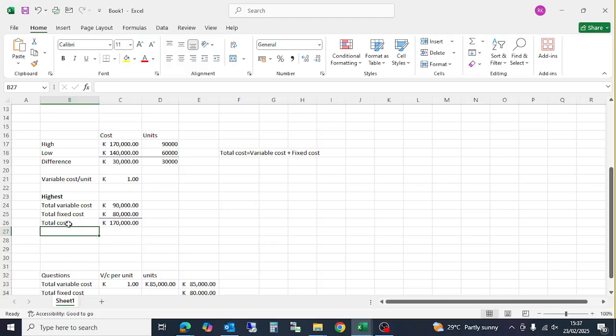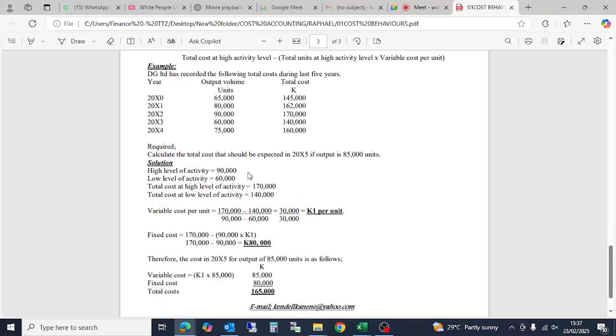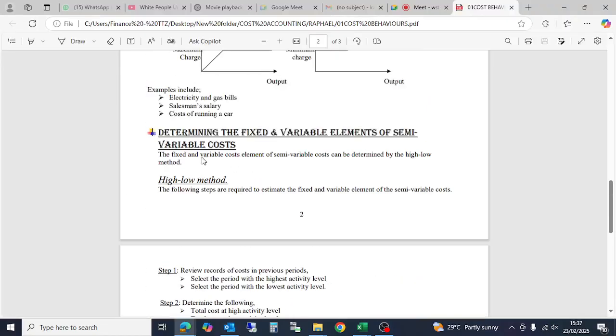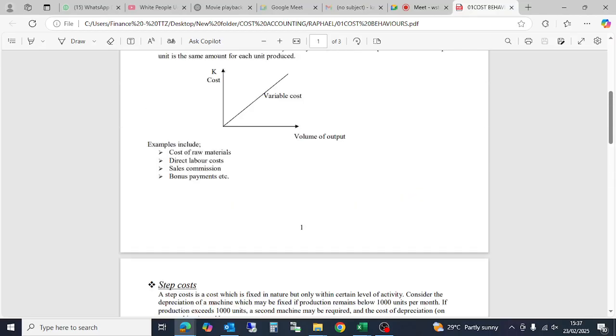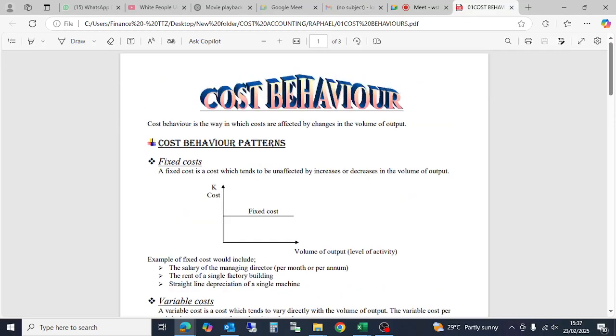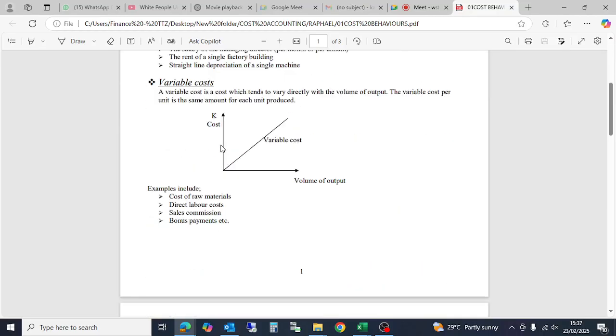Okay, all right, perfect. So this is the high-low method that we use to separate costs, to identify variable components and fixed costs in either a total cost or a semi-variable cost. Okay, sir. So on everything that I've explained on cost behavior, do you have a question?